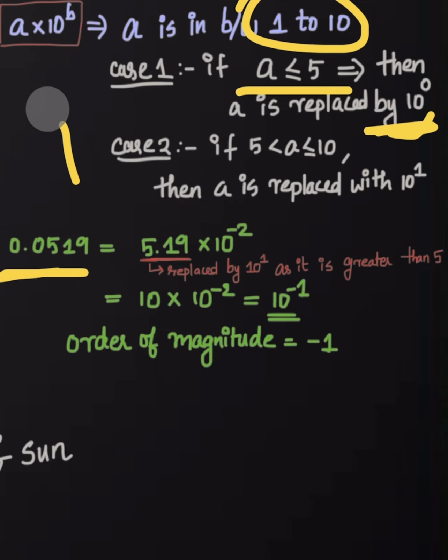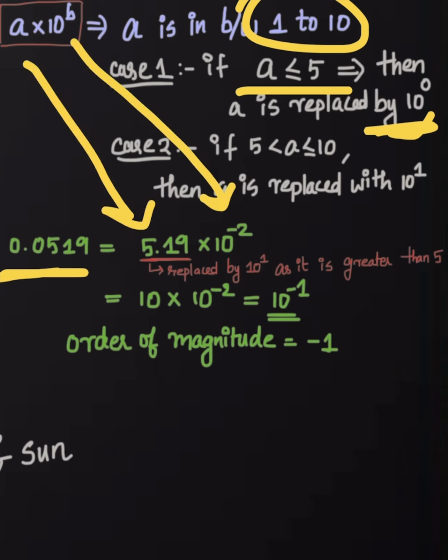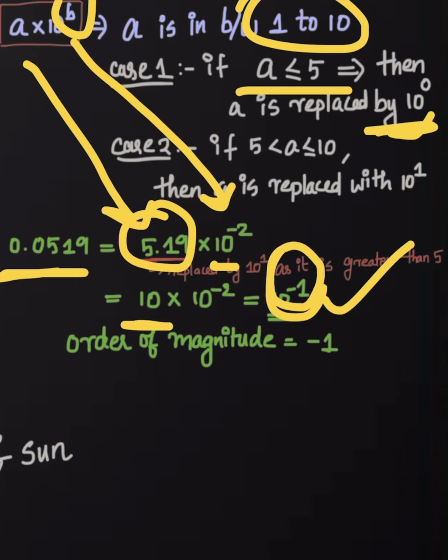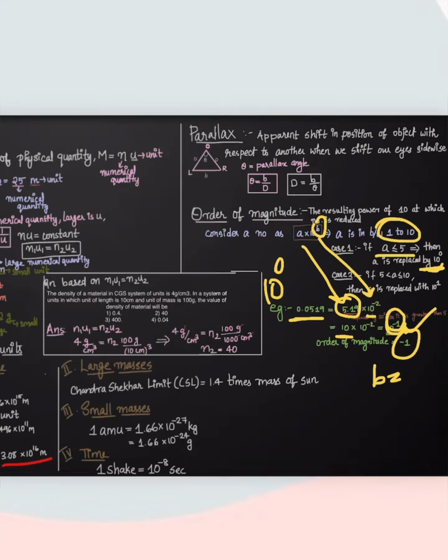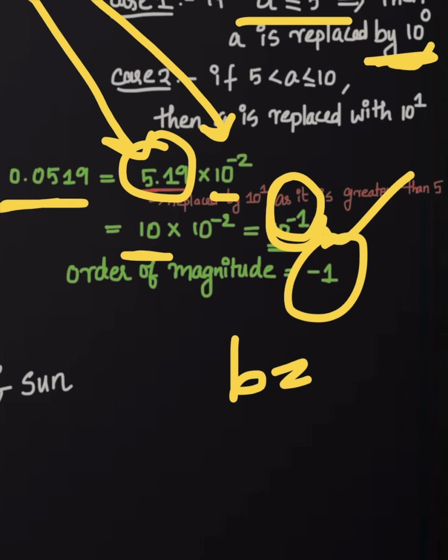I'll show you once more. This a is 5.19 and this 10 raised to b is 10 raised to minus 2. So if a is greater than 5, that is 5.19 is greater than 5, we can replace a by 10, and 10 into 10 raised to minus 2 is equal to 10 raised to minus 1. Order of magnitude will be b. B is equal to the order of magnitude, that is minus 1.